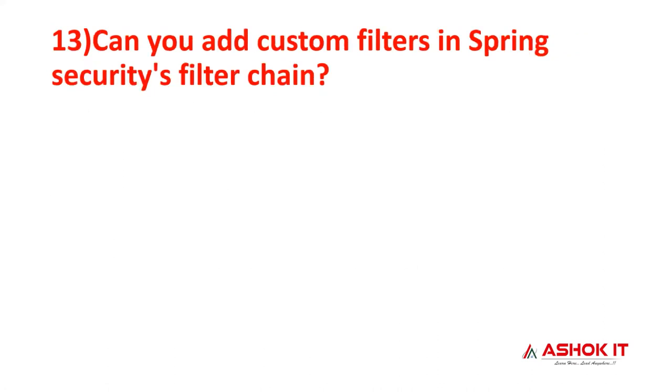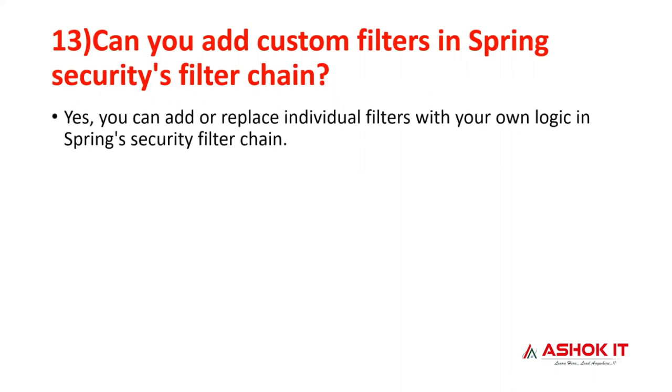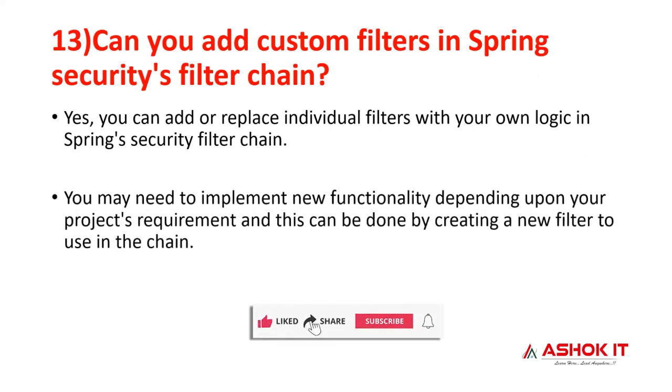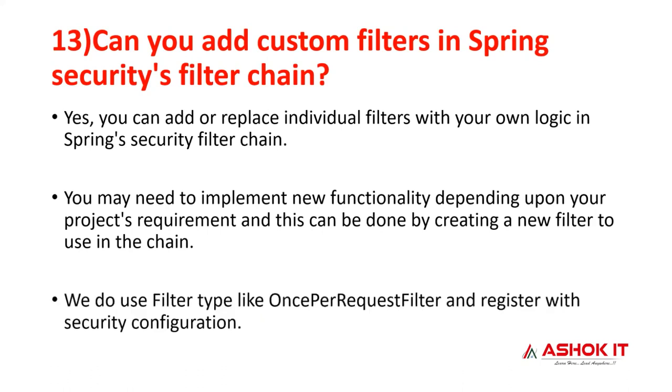These two are major. Can you add a custom filter in Spring Security in the security filter chain? Obviously, we can add. If you want to implement your own logic, then you can add or you can replace the existing filters. But if you want to implement a new functionality depending on your requirement, yes, you can create a new filter and you can add it in the chain also. We have one interface, Filter, and in continuation we have a lot of classes we can use. In that, we have a filter type, OncePerRequestFilter. You can implement this and you can override configurations. And at last, you have to register this with the security configurations.